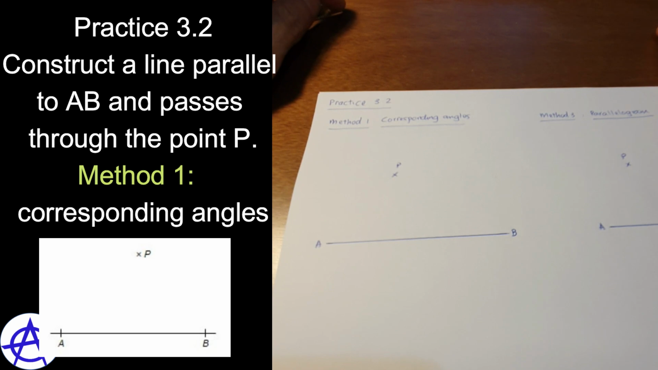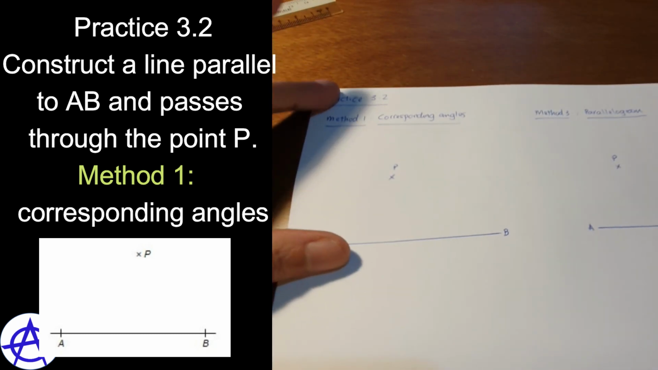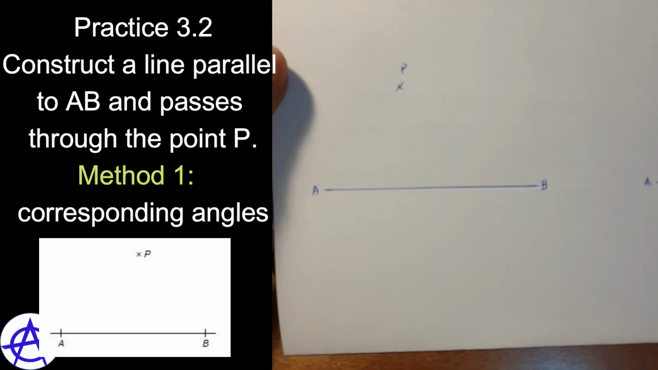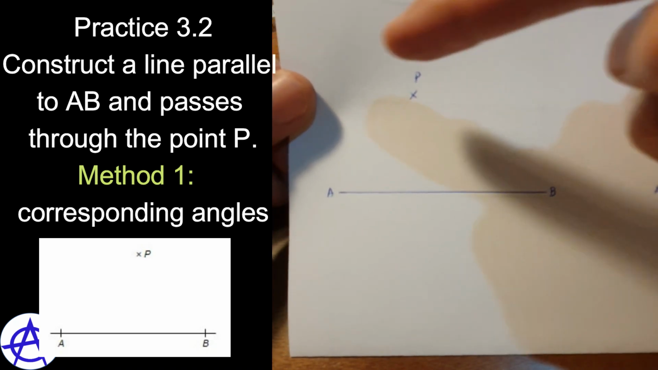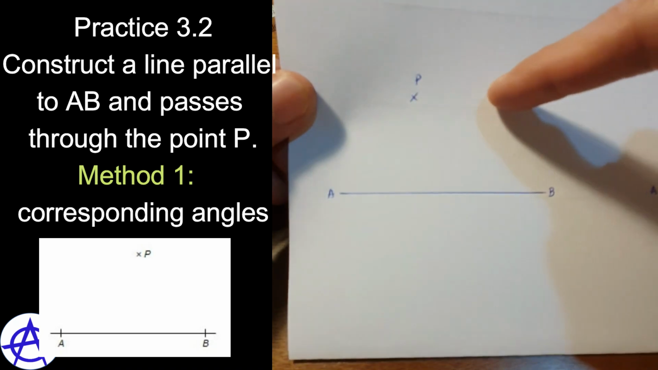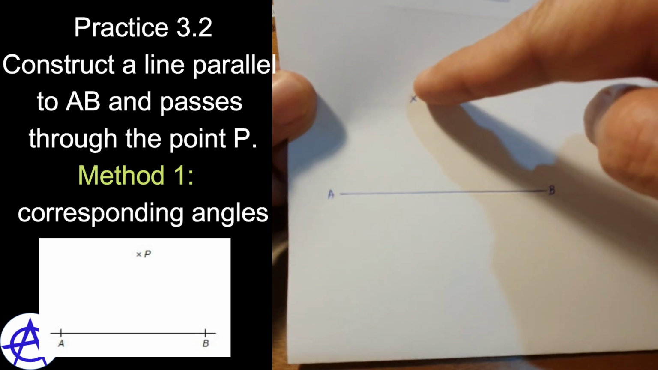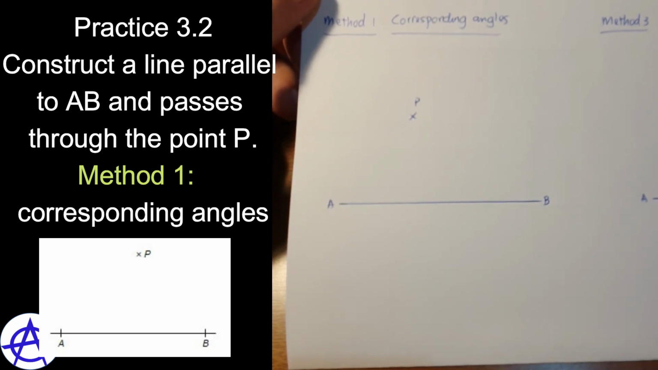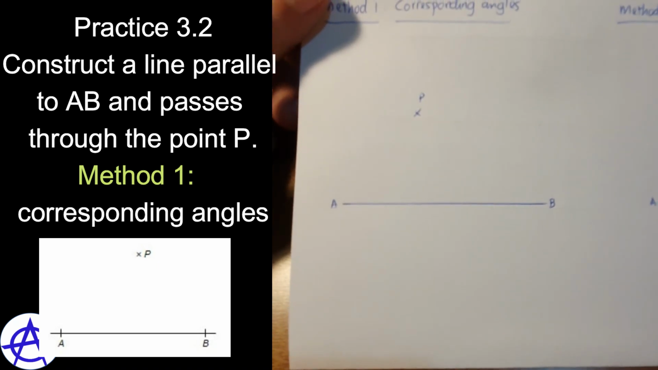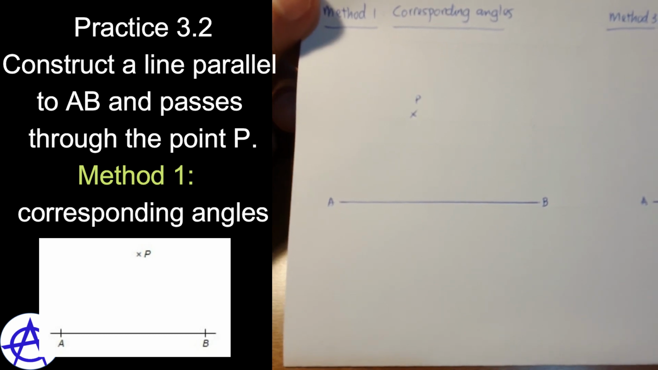Practice 3.2. Construct a line that is parallel to AB and passes through the point P. The point P does not lie on the line AB. So we have to draw a parallel line to this AB that passes through the point P. There are 4 methods here. One by one, we discuss the method and the concept behind.